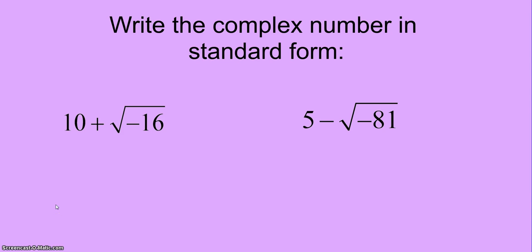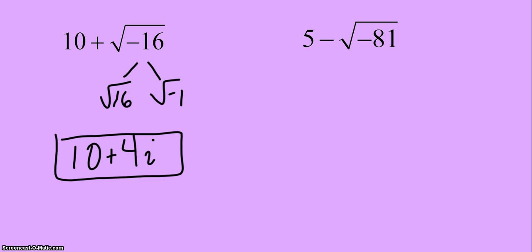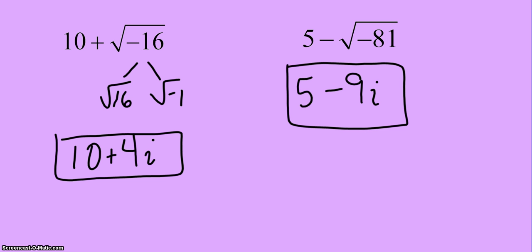So as a refresher, what I'd like for you to do is try these two problems. I want you to write the complex number in standard form. So remember that the square root of negative 16 is the same thing as square root of 16 and square root of negative 1. Okay? So the square root of 16 is really 4, and the square root of negative 1 is really i. So we have 10 plus 4i is the answer to the first question. Over here, the square root of 81 is 9. The square root of negative 1 is i, so we have 5 minus 9i, and that's the answer to the second warm-up problem.